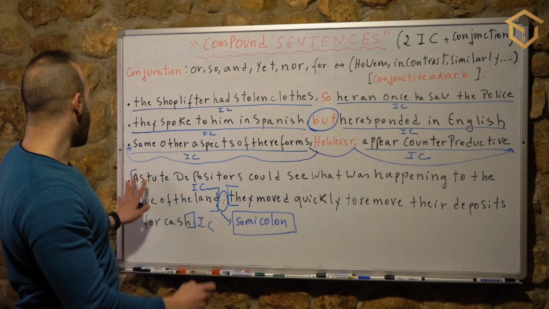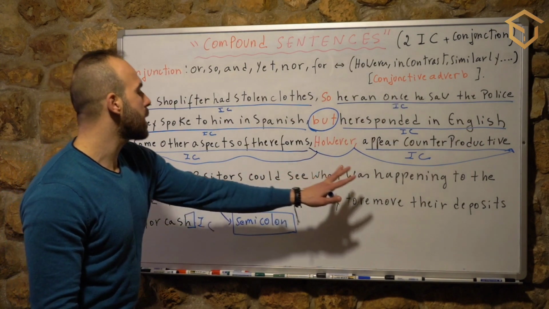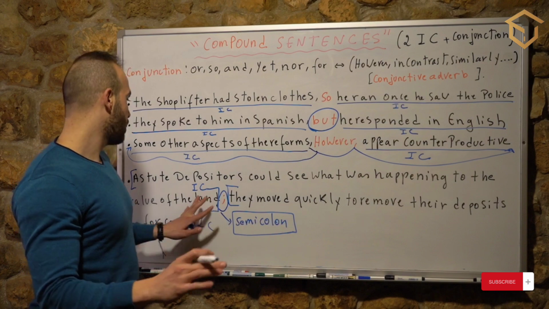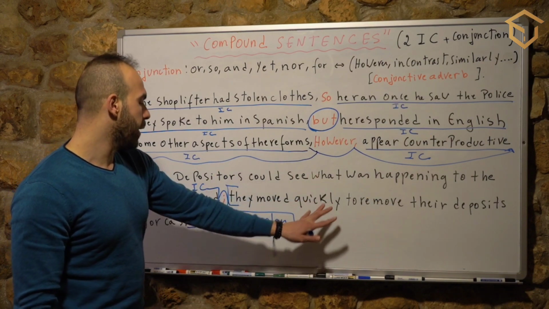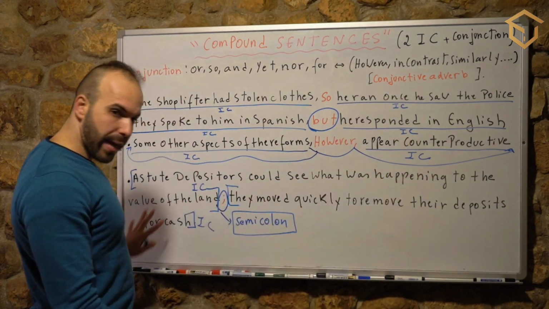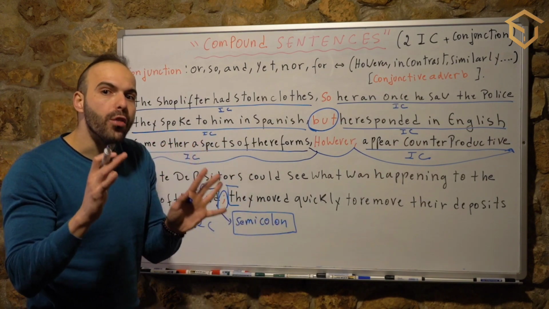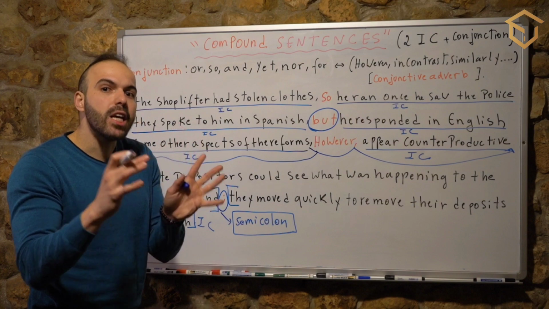Okay, so we have as the depositors could see what was happening to the value of the land. So that's an independent clause. And we have they moved quickly to remove their deposits for cash. That's also an independent clause. It can stand alone. Okay, it's like a single thought.